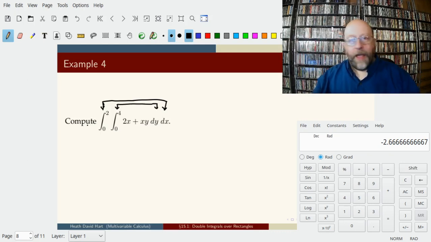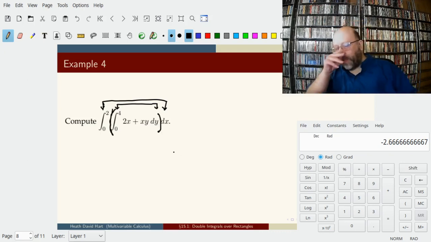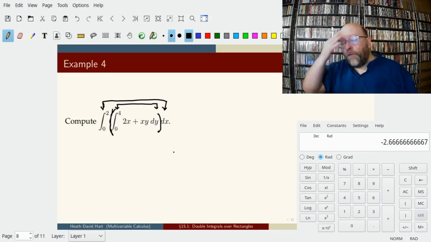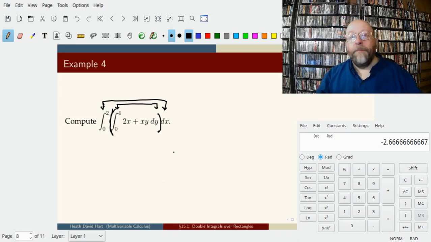Okay? And so if you want to think of an imaginary set of parentheses here, you can. We don't write the parentheses usually, but you can certainly imagine one of those. And so what this is saying is do the integral with respect to y first, from 0 to 4, and then when you're done with that, do the integral with respect to x, from 0 to 2. Okay? So let's see if we can make this happen.